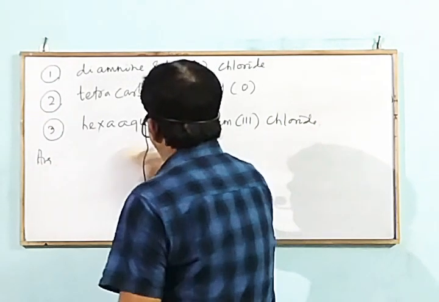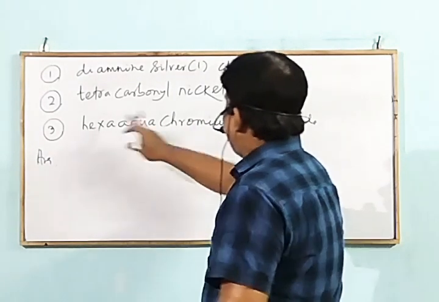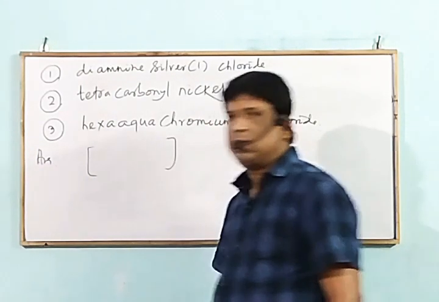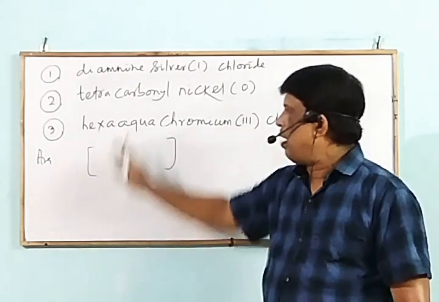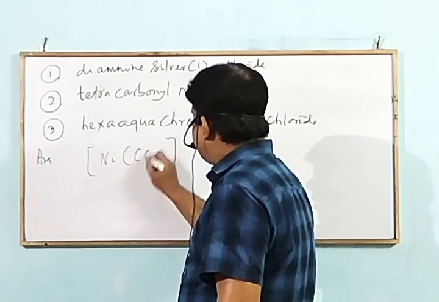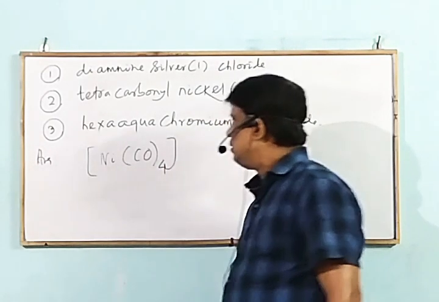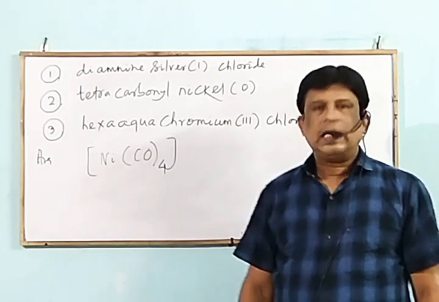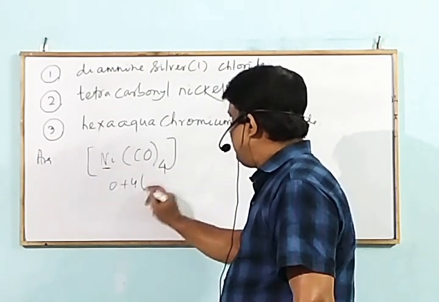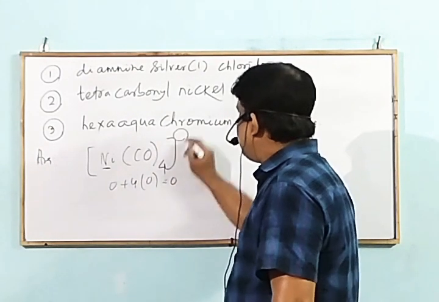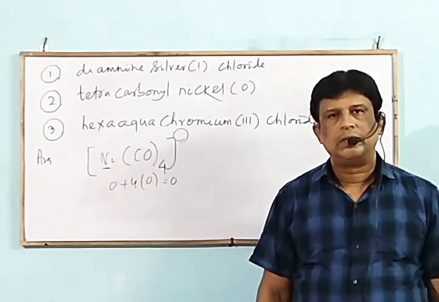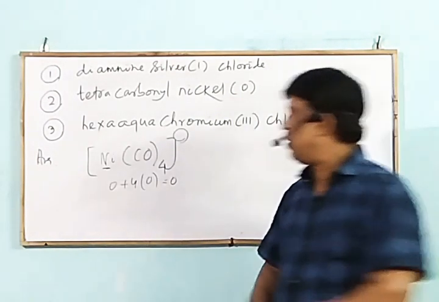What is the second part? That is tetracarbonyl nickel 0. It is clear that it is a non-ionic complex. So inside the square bracket we have to write the metal atom, nickel, and 4 carbonyl is there, so you have to write Ni(CO)4. As the oxidation number of the metal atom is 0, 0 plus 4 into 0 is equal to 0. So no charge is there on the complex, so it is clear that it is a neutral complex. Move to the next one.